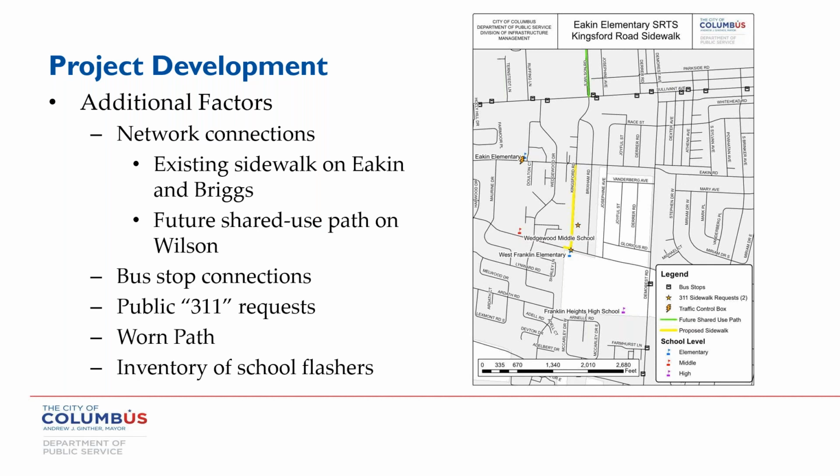Other factors that we took a look at too is that, and we're still working on getting this gap filled between Sullivan and Eakin, there's just a little gap there that we need to fill internally. But the city coordinated when Franklin County redecked the bridge over the railroad tracks on Wilson. We actually put a shared use path that goes all the way down to Sullivan Avenue. And so we've gone from having a very incomplete network to just about complete.